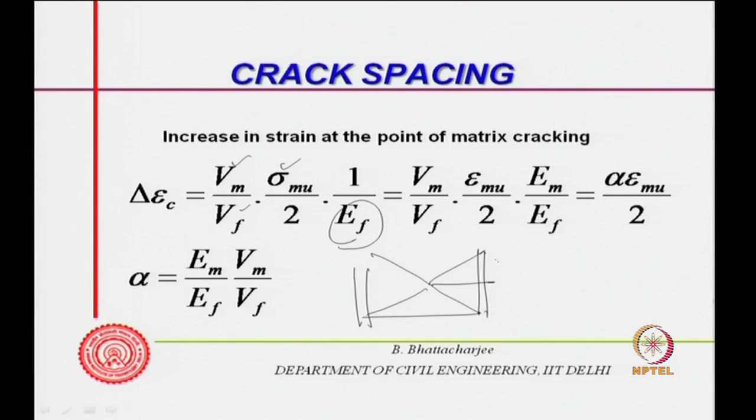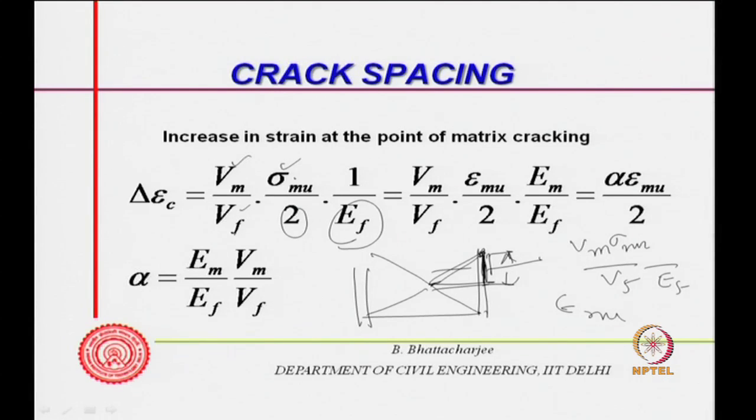So, this additional strain it is taking, delta epsilon c, will be its maximum here and 0 there. Earlier everybody was taking epsilon mu. Now, this height would be the average strain increase, which would be half of this. So, this height will be simply V m sigma mu divided by V f divided by E f.